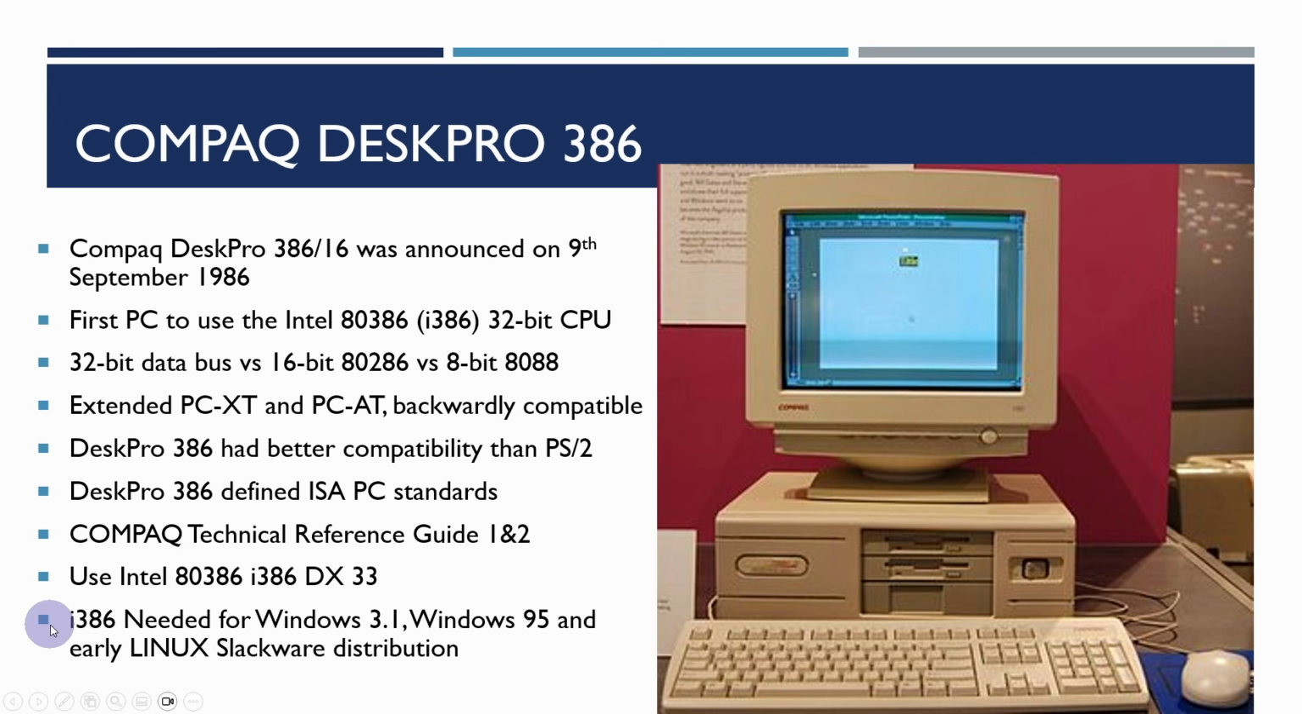And hopefully by the end of the series, what we're going to be able to do is to run Windows 3.1, Windows 95, and even an early Linux Slackware distribution.